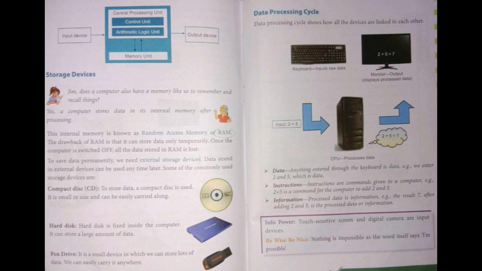So some commonly used storage devices are compact disc, that is in short CD. It helps us to store data. It is small in size and round in shape. It can be easily carried along with us. Next storage device is a hard disk. Hard disk is fixed inside the computer. It has the capacity to store a large amount of data.